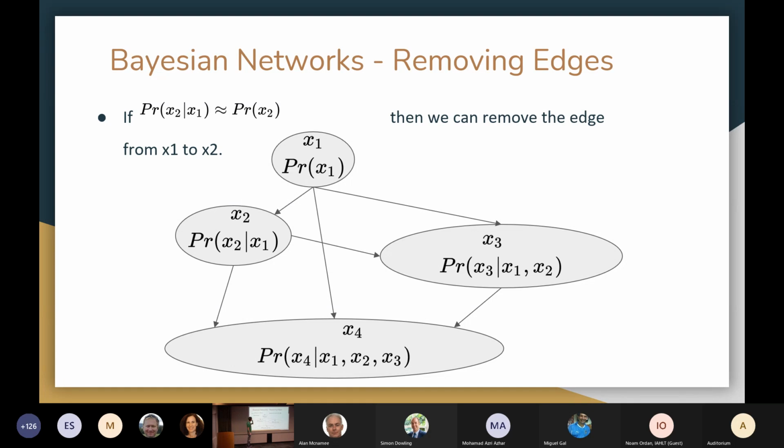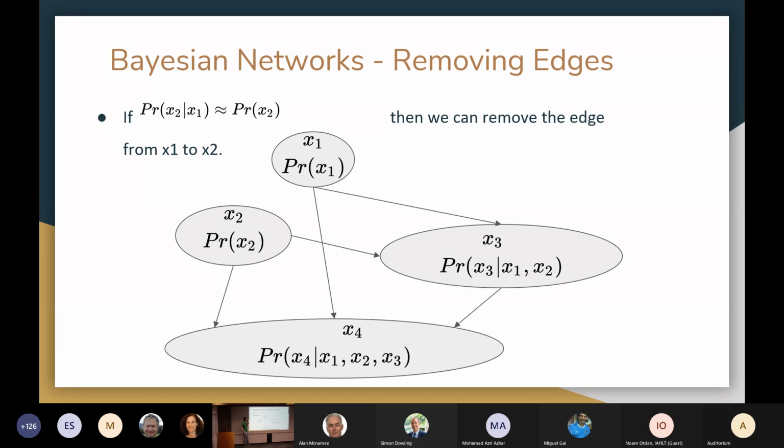If they're independent, then we can remove this edge from x1 to x2, and now instead of the probability of x2 given x1, I just have the probability of x2. Before, I had to keep in memory all the possible values of x2 times all possible values of x1 to provide all the values. That would be 100 squared values. Now I only have to keep in memory 100 values for this node.